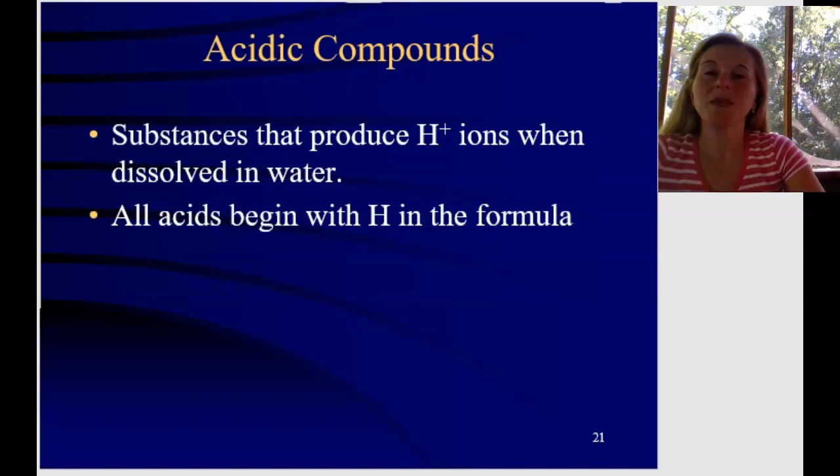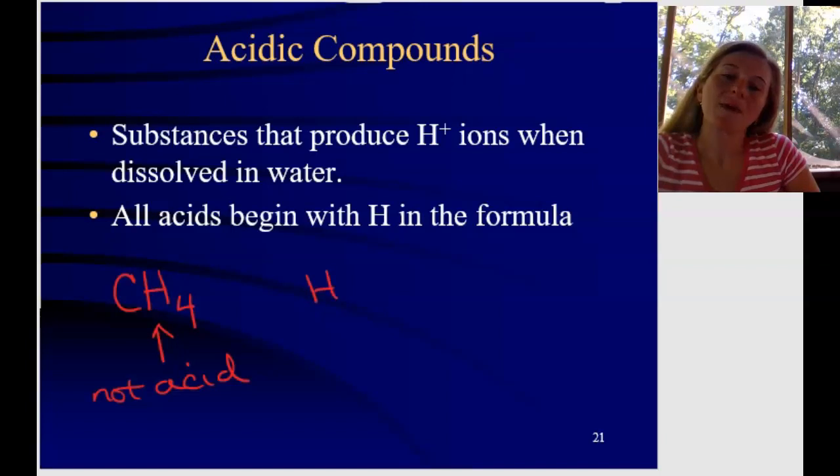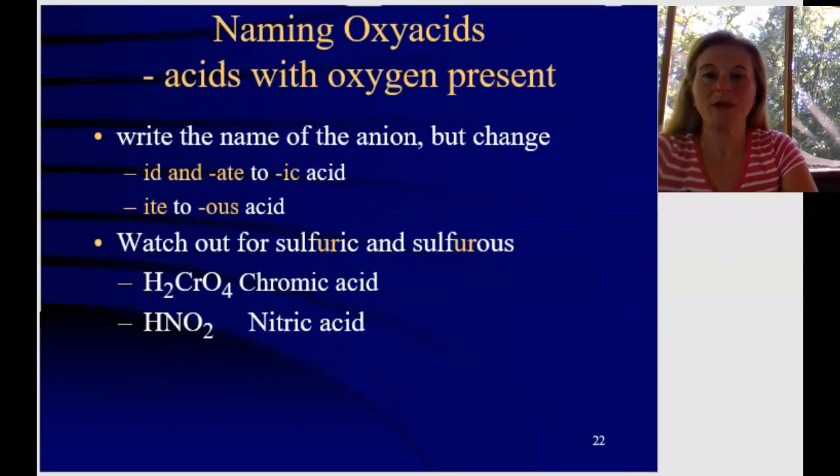All acids begin with H in the formula. So we always put the hydrogen first when writing an acid. So if we think about methane, the hydrogen is in the second spot. This is not an acid. But if we think about hydrochloric acid, we have the hydrogen written first. That's an acid. So when we have an acid, we always put the hydrogen first in the formula.